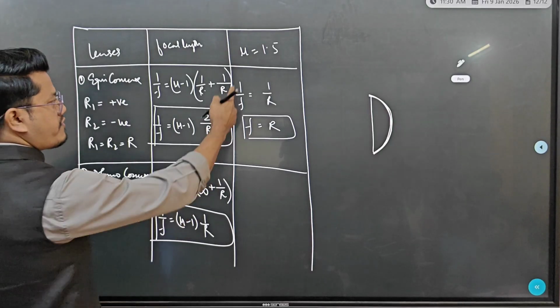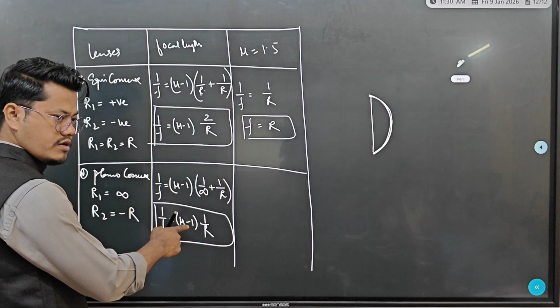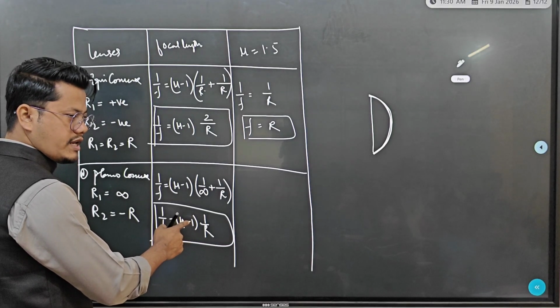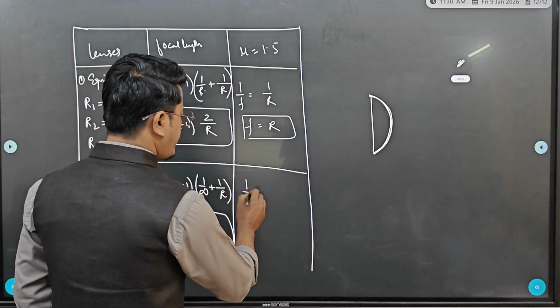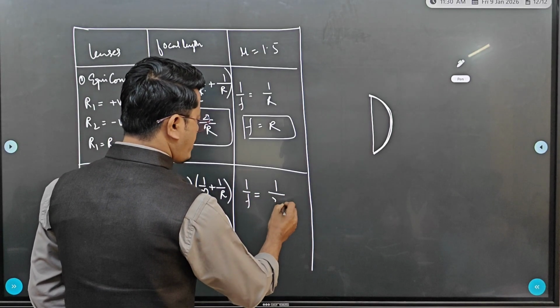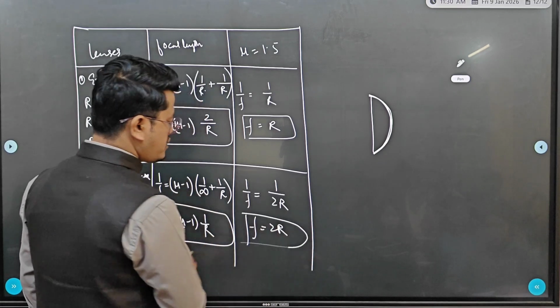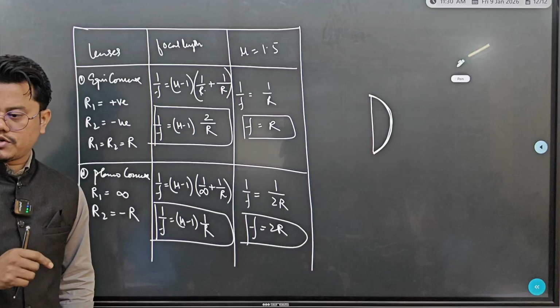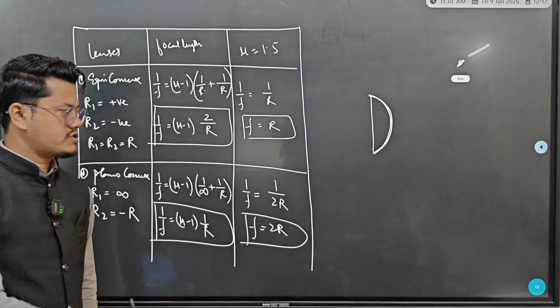Now what will happen if the refractive index is 1.5? 1.5 minus 1 gives you 0.5, and 0.5 is basically 1 by 2. So I'll be getting 1 by twice of R, or not? So I'll be getting here 1 by f is 1 by twice of R. It means your focal length becomes twice the radius of curvature. So for plano convex, focal length is always equal to 2 times the radius of curvature. I hope you understand. Please go for it.